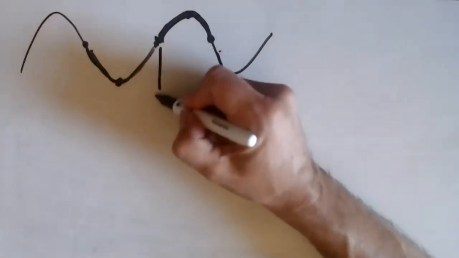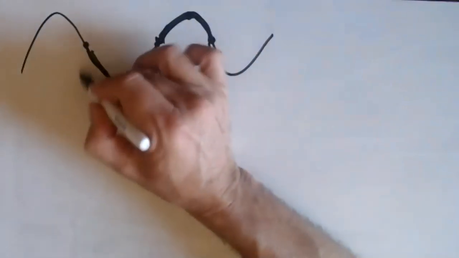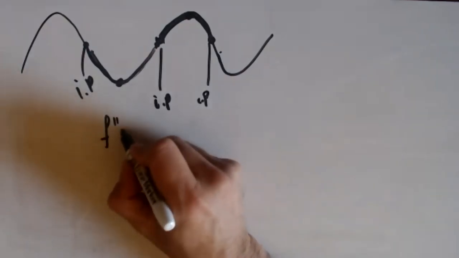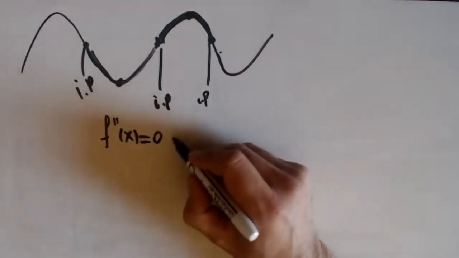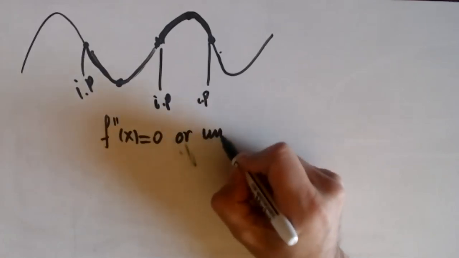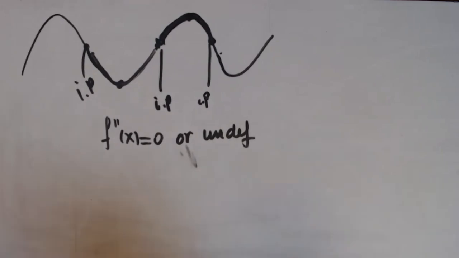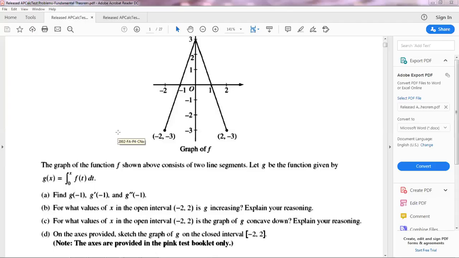And it ends at the inflection point. Here are the inflection points, correct? At the moment you reach an inflection point, the concavity changes. Now, the inflection point is where the second derivative is equal to 0, or possibly undefined. Okay, so you catch this, then let's go back to the problem we have here.